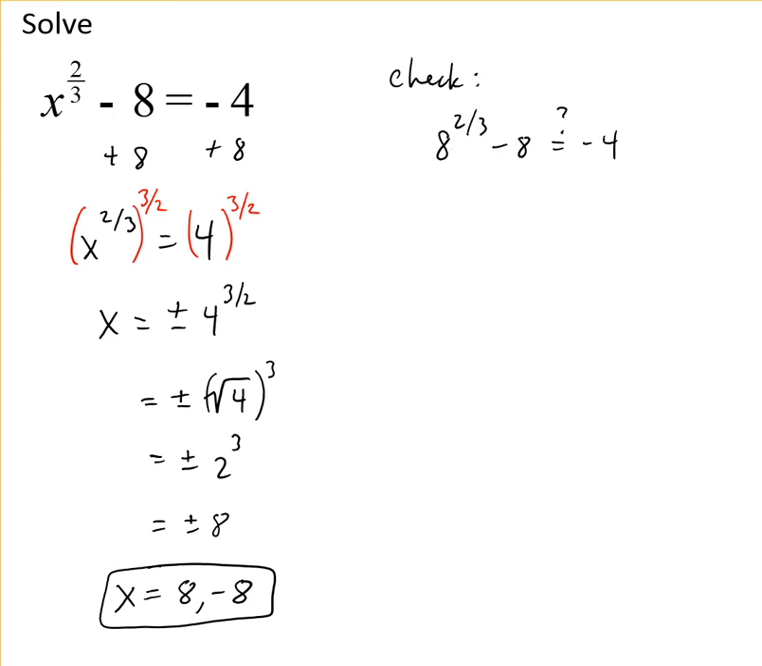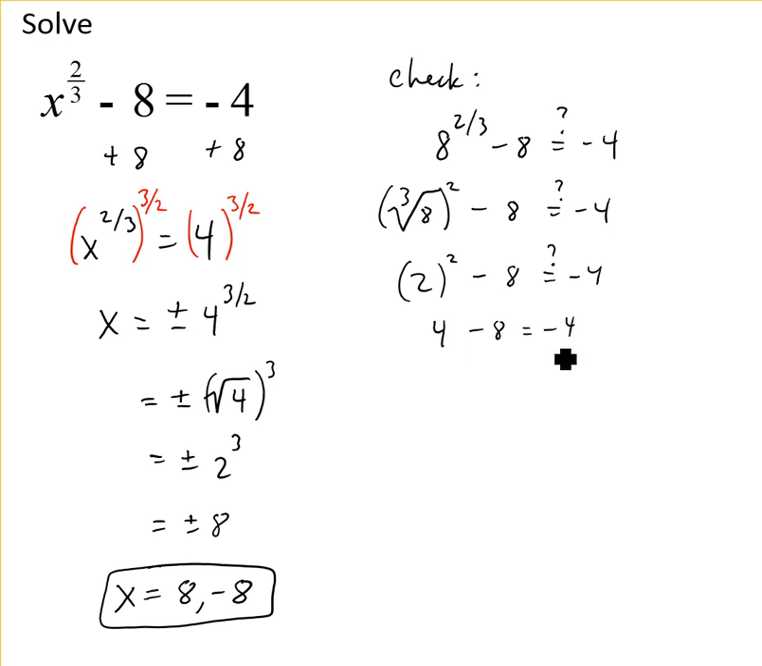8 to the 2/3, so again with that fraction exponent, you can write that as a radical. That 3 in the denominator of the fraction is indicating that it's a cube root, so this is a cube root of 8. And that 2 is a power, so it's squared. And the cube root of 8 is 2, and 2 squared would be 4. And 4 minus 8 is in fact negative 4, so this gives us a true statement.